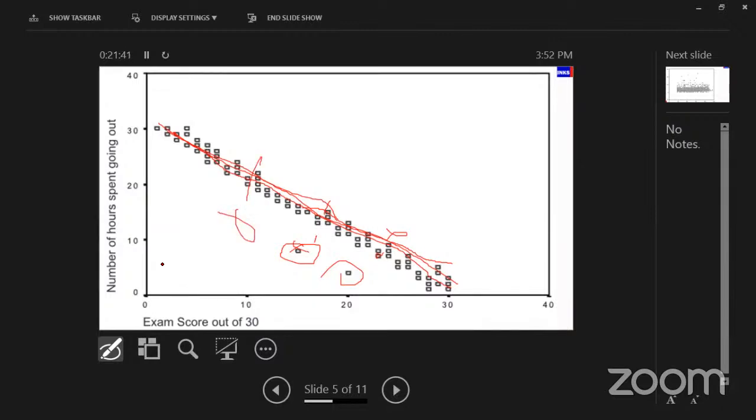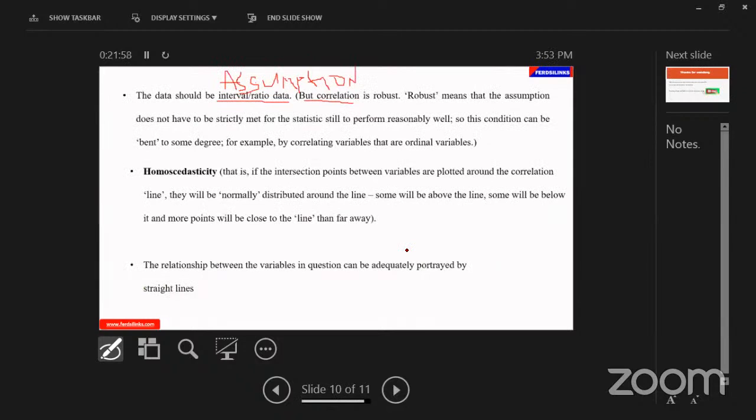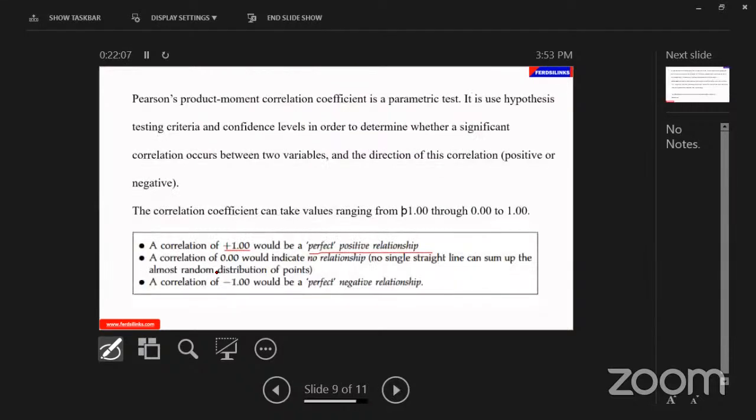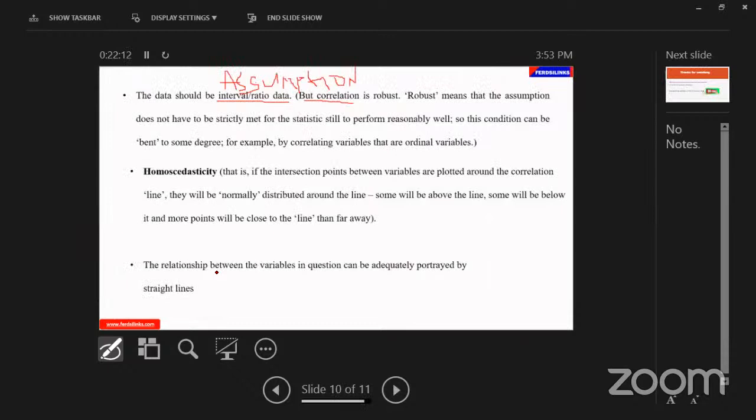And I said if a point is here, then we might consider this point to be an outlier because it is far away from our middle line, which is known as the line of best fit or the correlation line. Then the last assumption is that the relationship between the variables can be adequately portrayed by straight lines. It still goes back to support what you just said. Now, should it be normally distributed? Yes, you will expect that there should be normal distribution to an extent, no significant outliers. But the scatter plot helps us to also identify significant outliers.